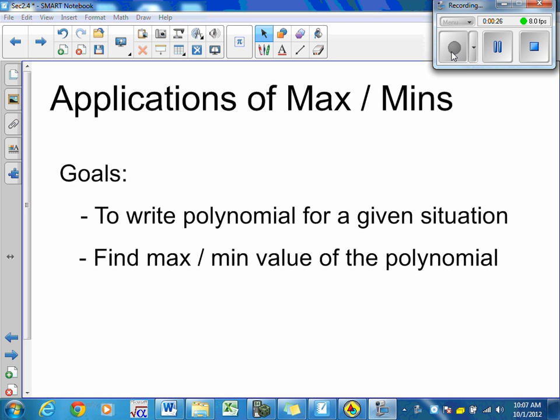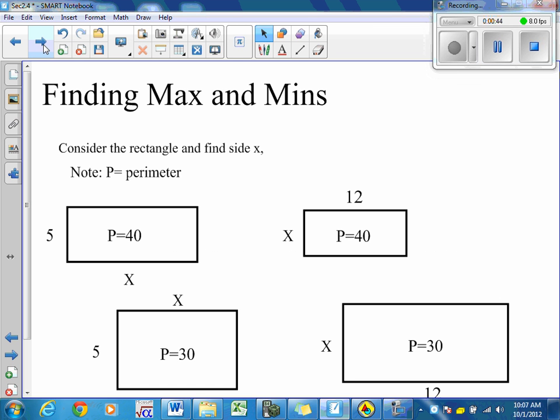So the first step is going to be to write the polynomial, and for many people, that's the harder of the two steps. And then we'll just use our calculators to help us try to find what that maximum or minimum value is, like we did last week, and then relate it back to the problem. So to get us started, I want to just get us kind of thinking in this way and kind of getting our brains going this way.